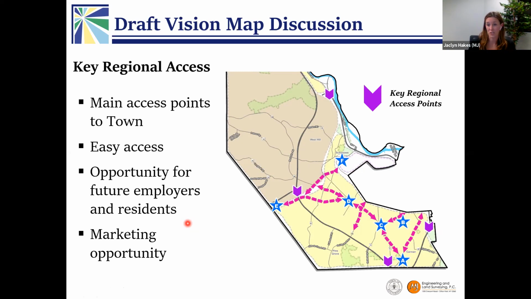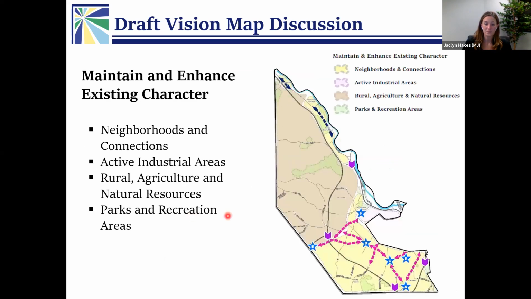It's an opportunity to attract potentially future employers and businesses, as well as future residents. So there is an opportunity here to market this access from an economic growth perspective for the community. And these can also serve as gateways into the town. And so there can be opportunities to expand the gateway features as folks arrive into the community from these main regional access points.